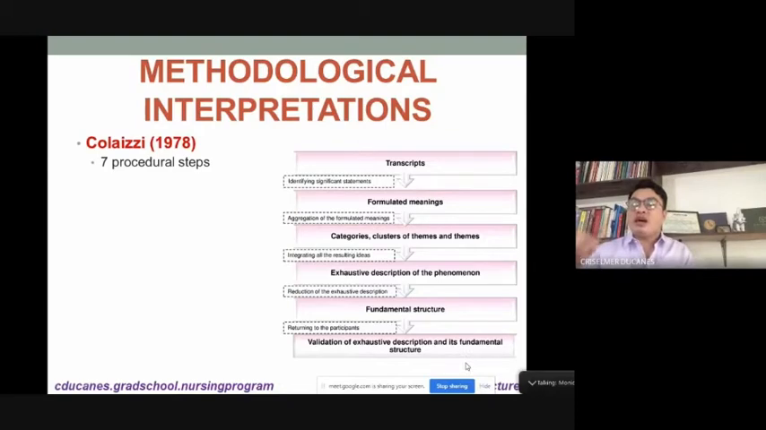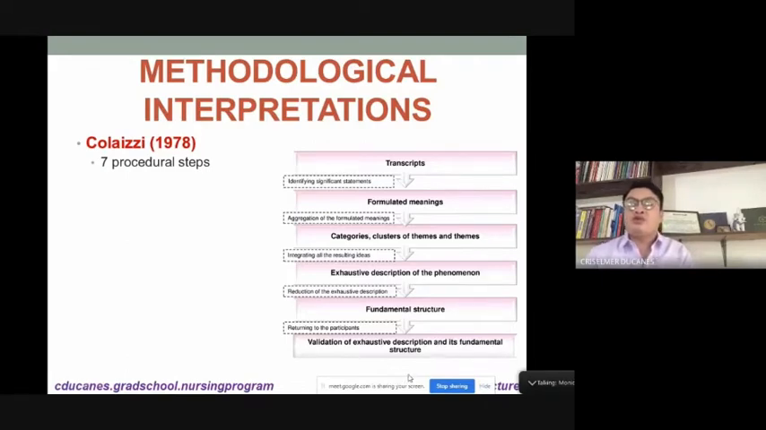You will make the final themes, or the final structure of your study. Then once you're done with your findings and you have formulated all your themes, you return to the participants. You show them the result of your study, and you ask for their confirmation if it really reflects their own experiences. So that's the validation of the exhaustive description and its fundamental structure.